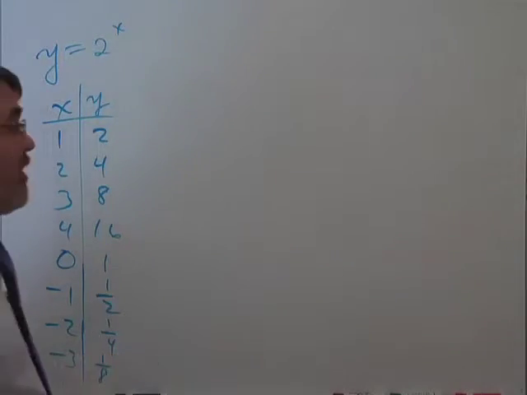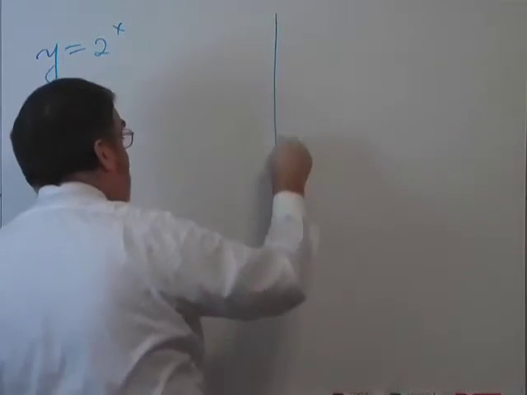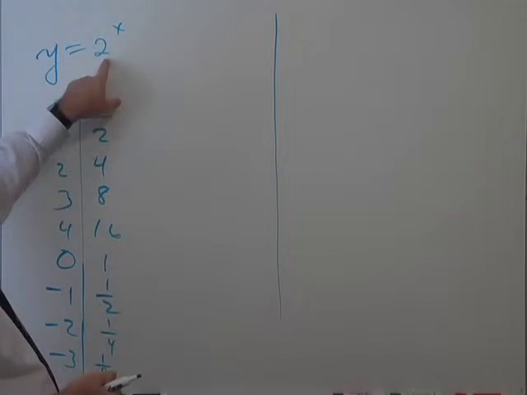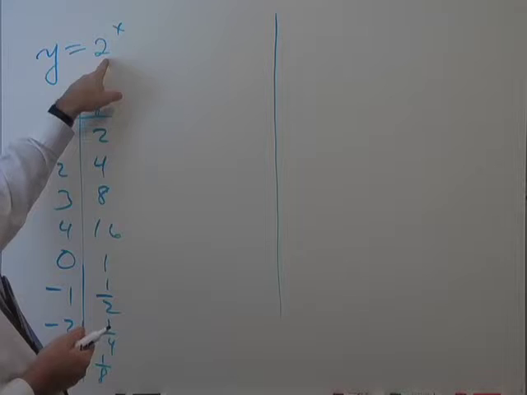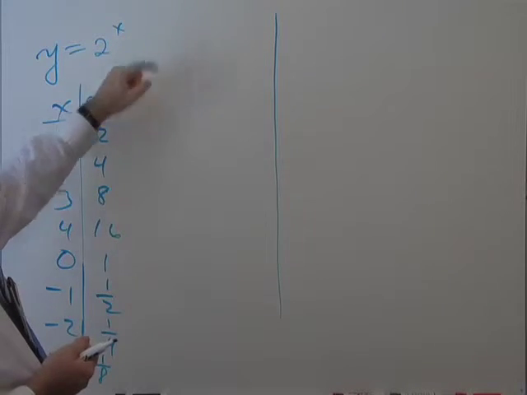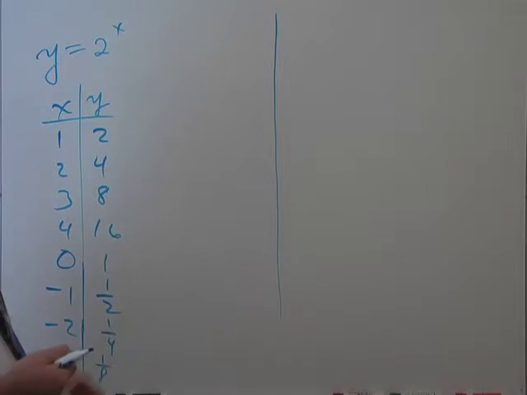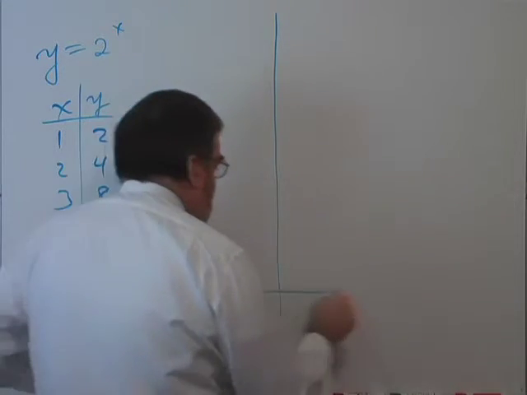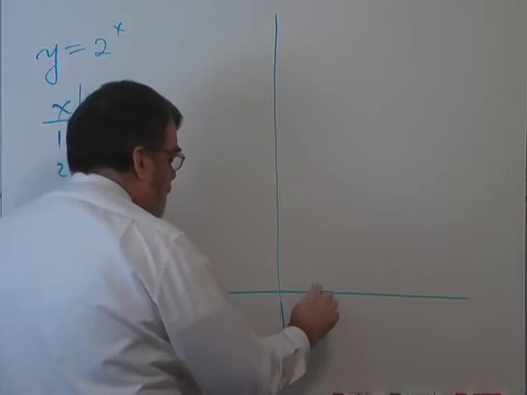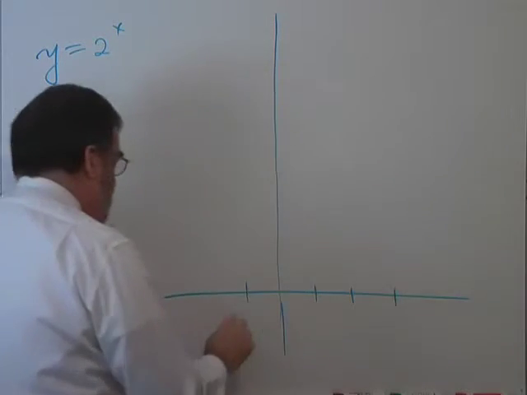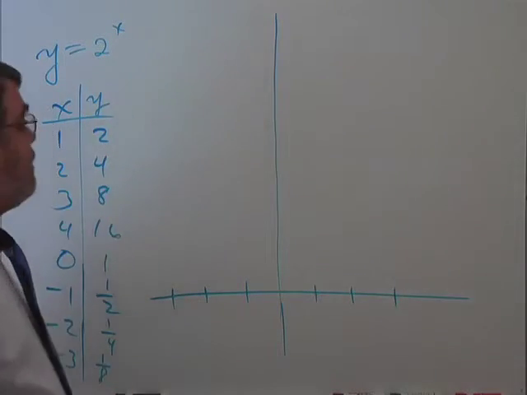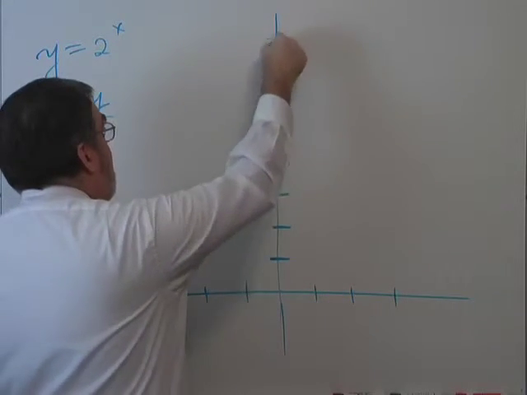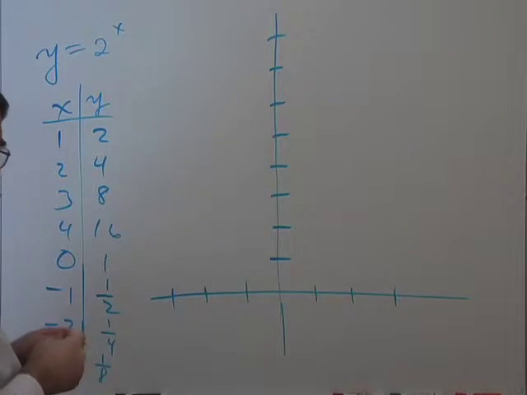Let's see what this looks like. It looks like all the y values are positive, and in fact, they are. A positive base number raised to any power you can think of is going to be positive. So that means all the y values are going to remain positive. I think I'll go out about 3 units either way, and we'll go up to 8.